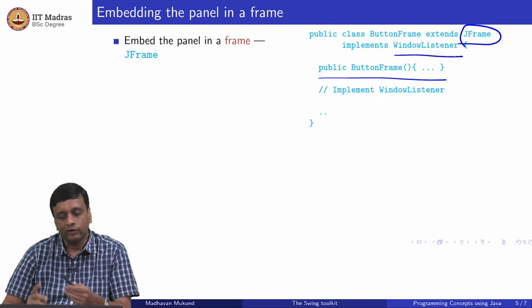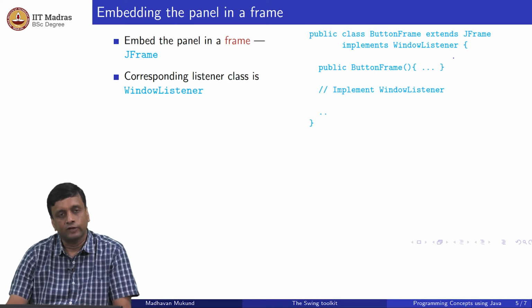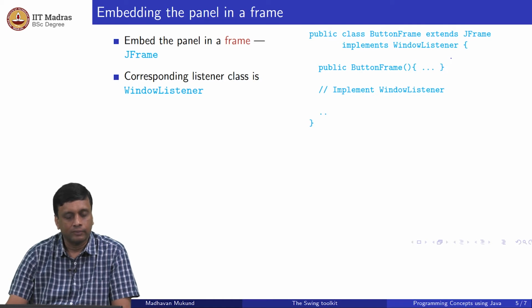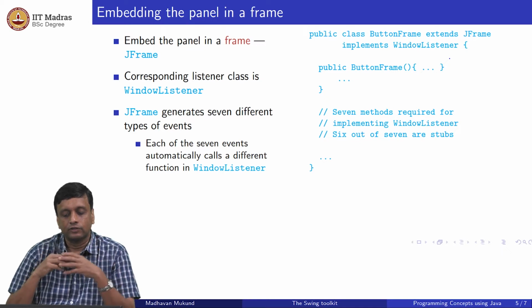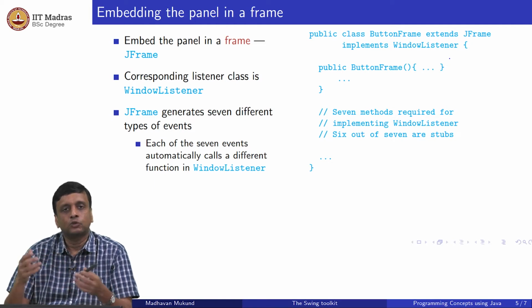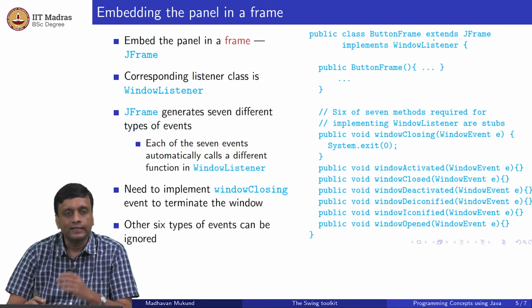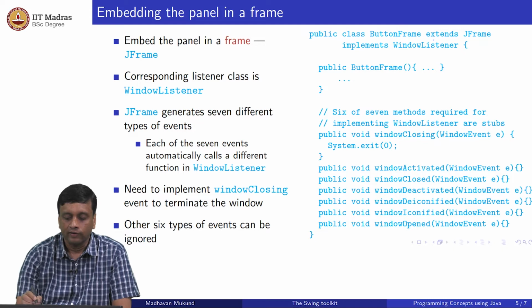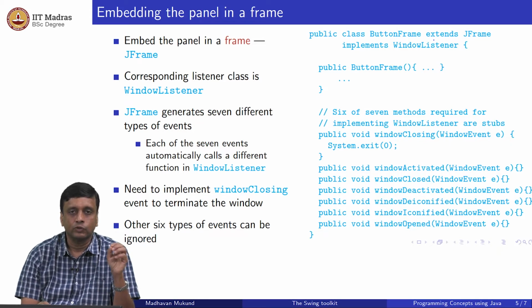So like in the panel, we are going to make this frame talk to itself. The corresponding class for a frame is a window listener, as opposed to the action listener that we had for a button. It turns out that frames can generate 7 different kinds of events. But fortunately, we are not obliged to actually implement all of them except the one which corresponds to closing. The only thing that we must have an implementation for is the function that is to be called when you press the button which asks you to quit the application.